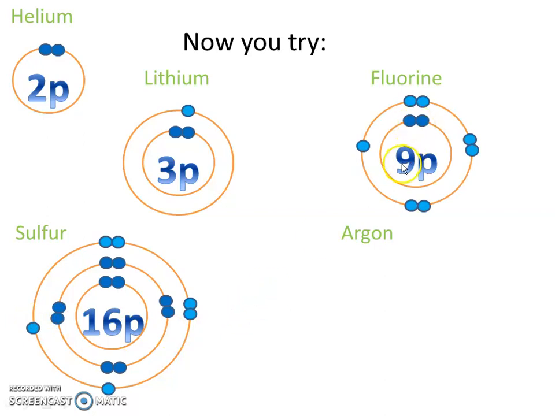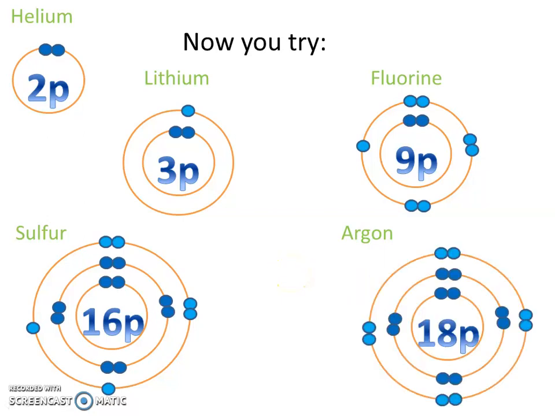Fluorine is 9p. It's located in the second energy level, or the second row. So the first 2 electrons go in the first energy level. That leaves us 7 electrons in the outside energy level. And argon is 18p. It's in the third row, so we have 3 energy levels. And this one has 2 in the first energy level, 8 in the second energy level, and it completely fills the third energy level with another 8 electrons.